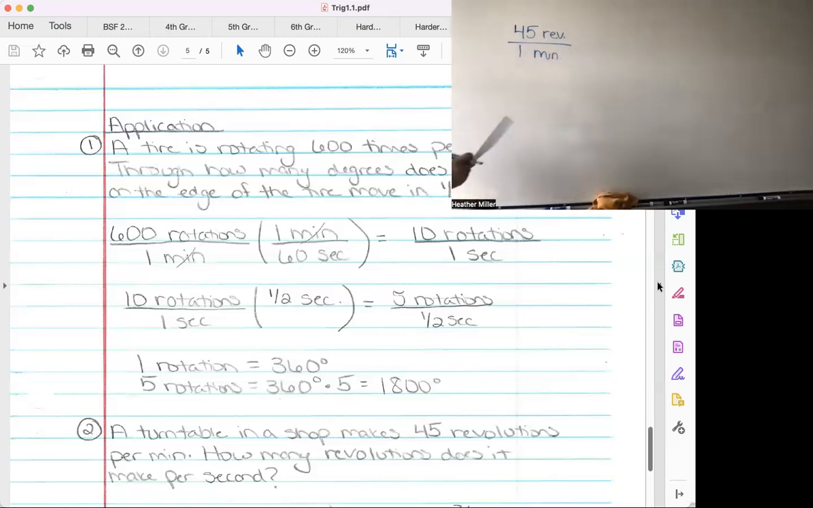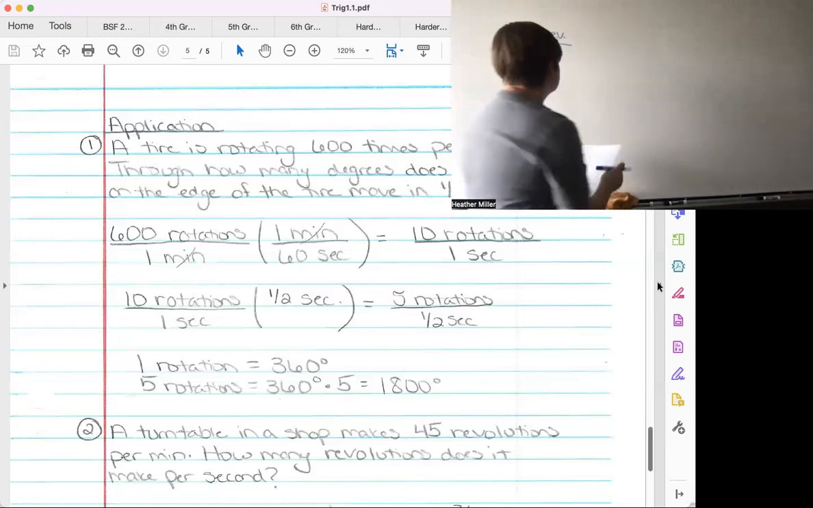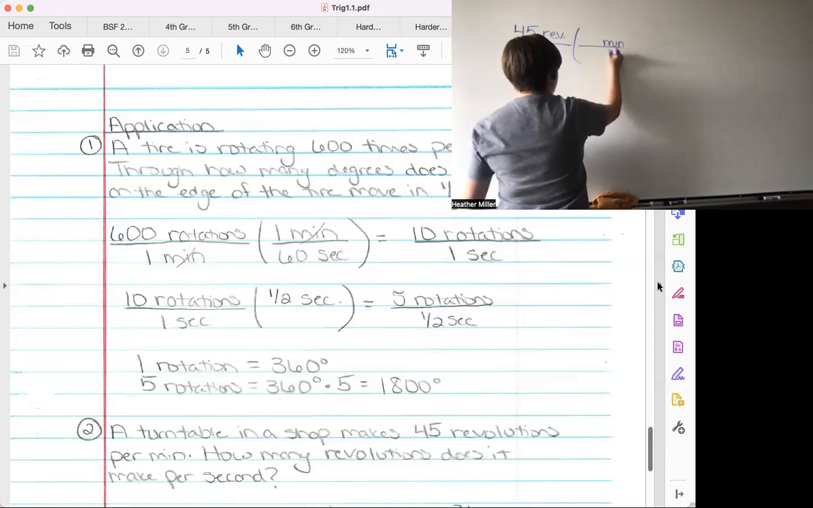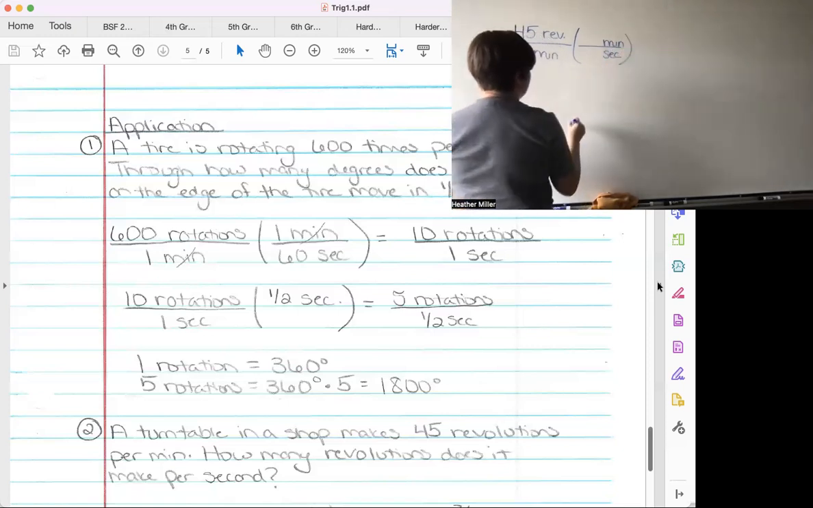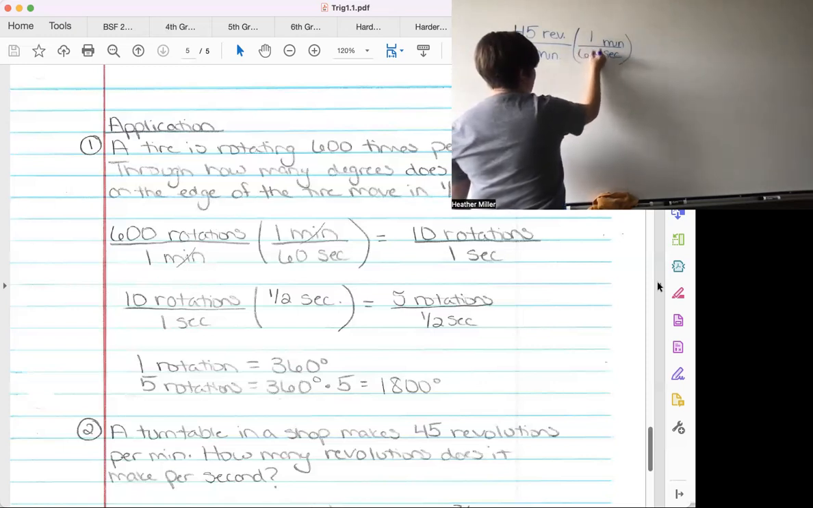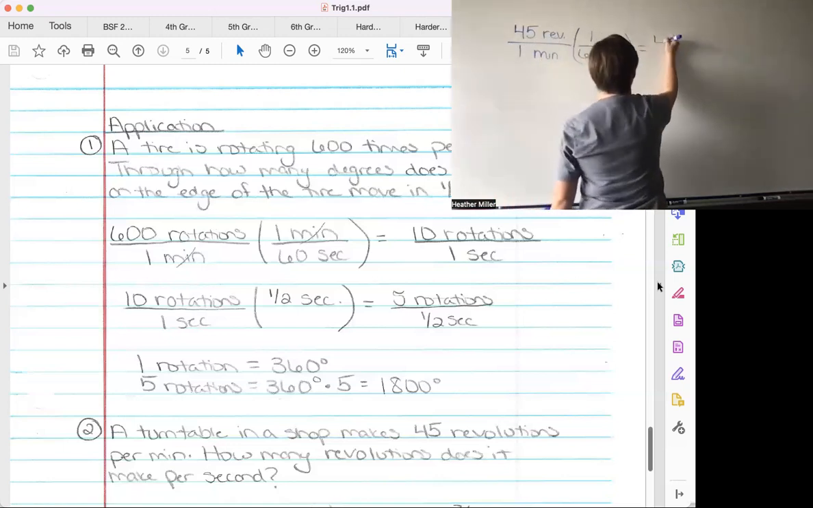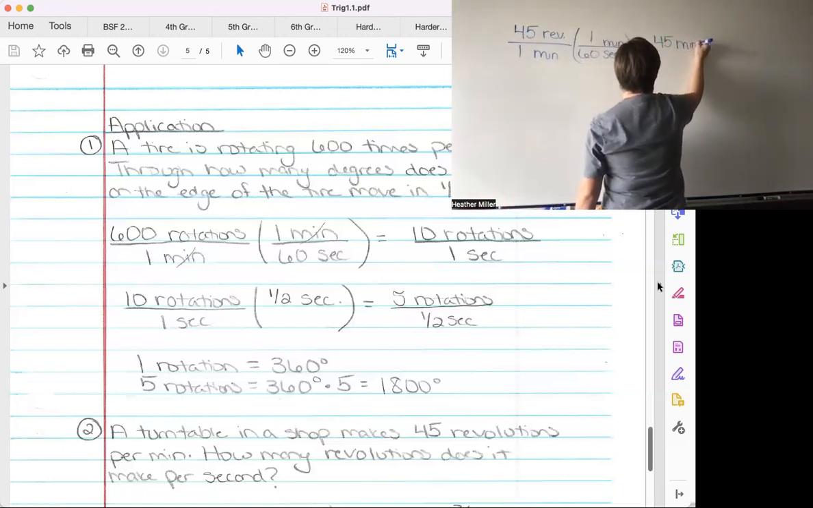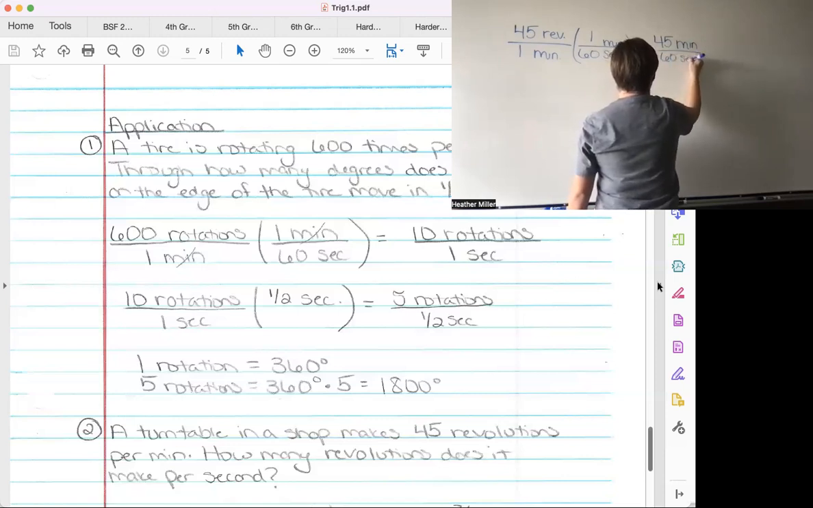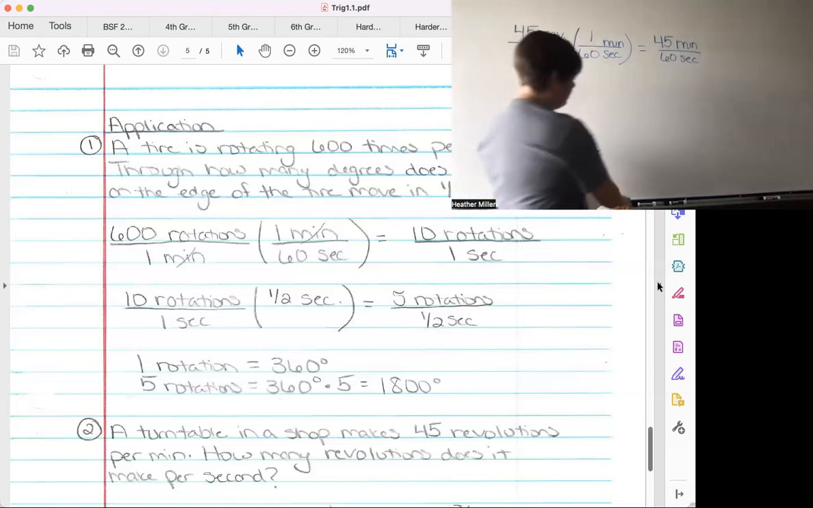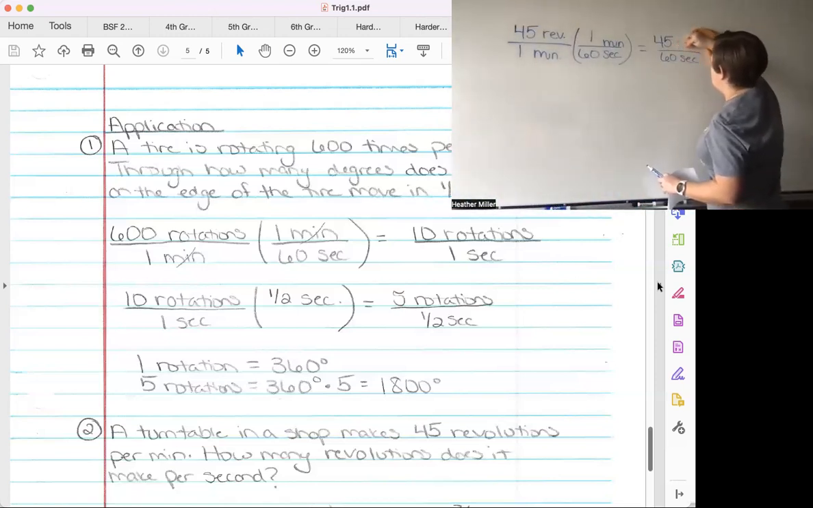But it doesn't want to know how many revolutions we make in a minute. It wants to know how many revolutions it makes in a second. So we need to convert this over into seconds. So I'm going to do a conversion where I have minutes on top and seconds on bottom. And again, I'm going to say, okay, for 1 minute, I have 60 seconds. So if I multiply that straight across, I have 45 minutes per 60 seconds. And you're like, okay, well, that doesn't tell me much. Like, it's still 45, or not minutes, sorry, revolutions. It's still 45 to 60.